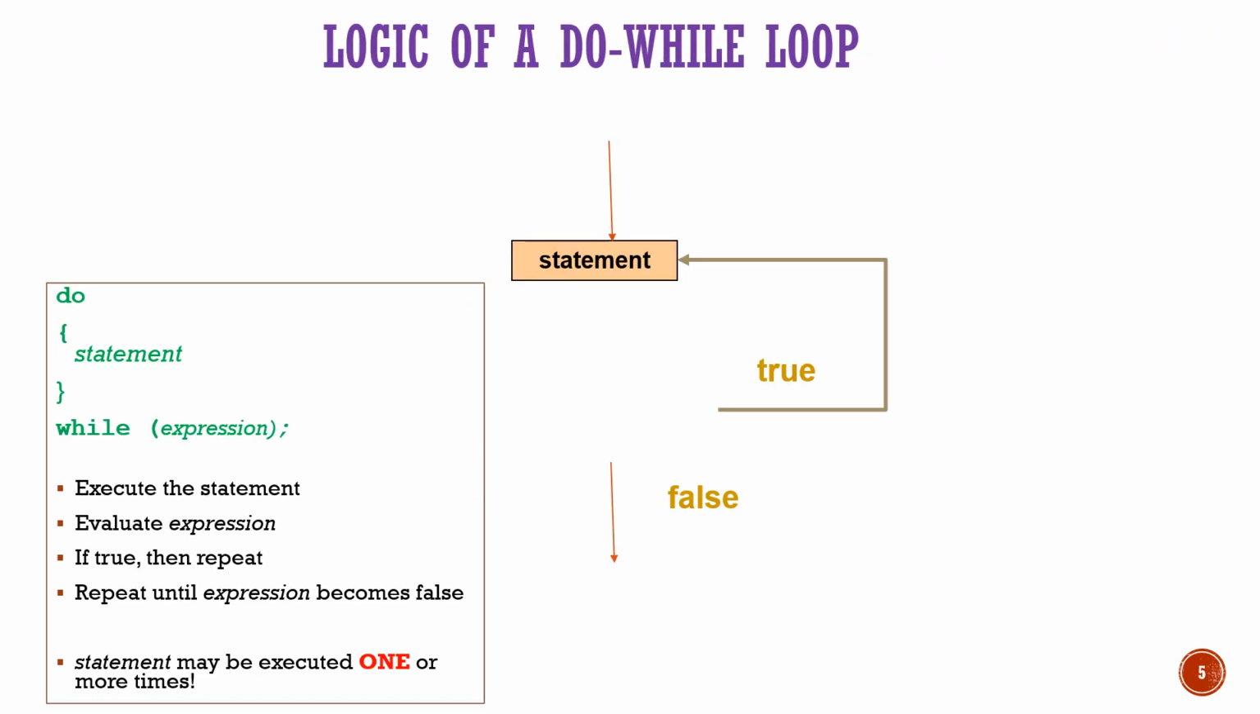The working of the do while loop can be explained with the help of the flowchart. The statements will be executed first, followed by the condition evaluation. If the condition is true, we will repeat the statements. Else, we will proceed with the program.